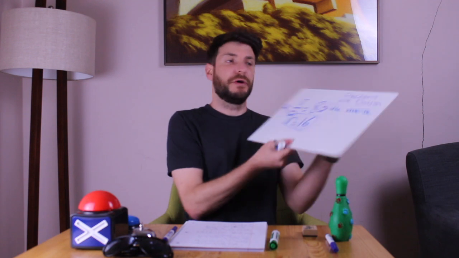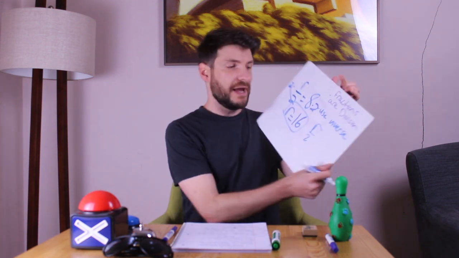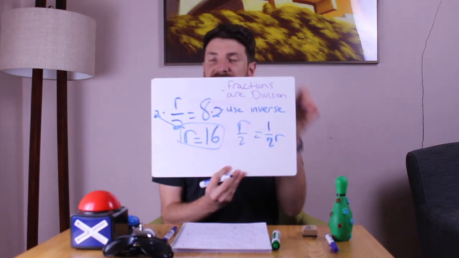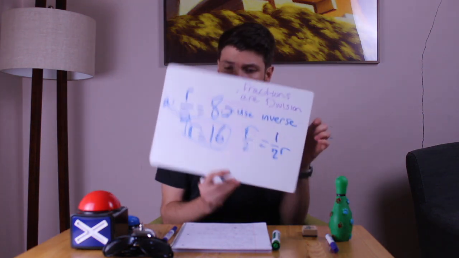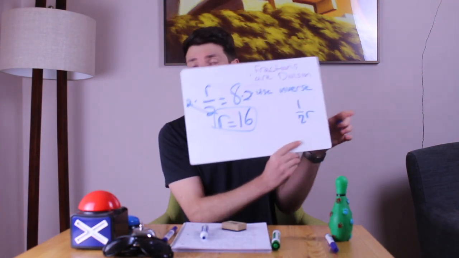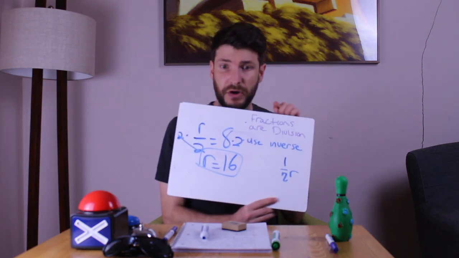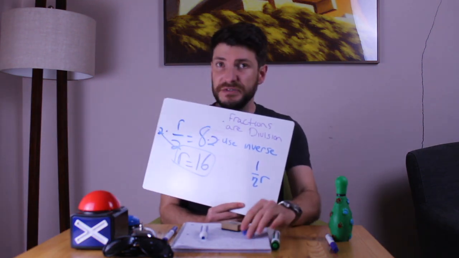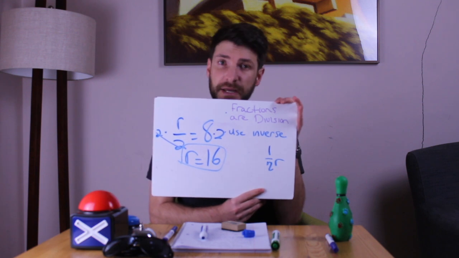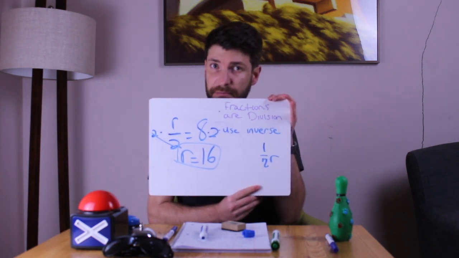Well, as you remember, when we divide something by 2, it's the same thing as multiplying it by 1/2. So r divided by 2 is actually 1/2 r. And we talked a little bit about this yesterday. So if we have 1/2 r, which is the same thing as r divided by 2, 1/2 times r. Remember, I'll say that again one more time. 1/2 times r is the same thing as r divided by 2.